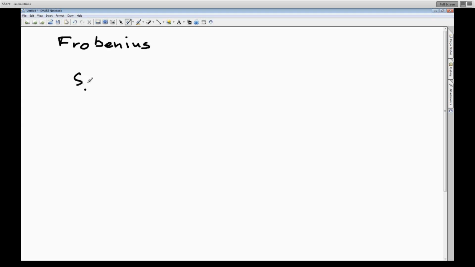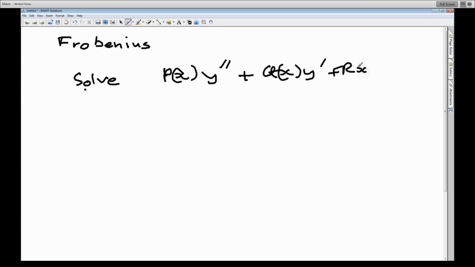What we want to do commonly is solve things like p(x) y double dash, where y double dash is the second derivative with respect to x, plus q(x) y dash plus r(x) y, in general equal to another function of x, or it could be 0.